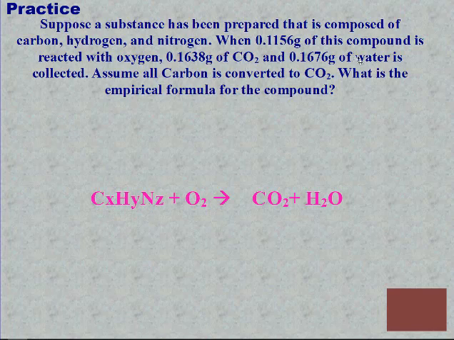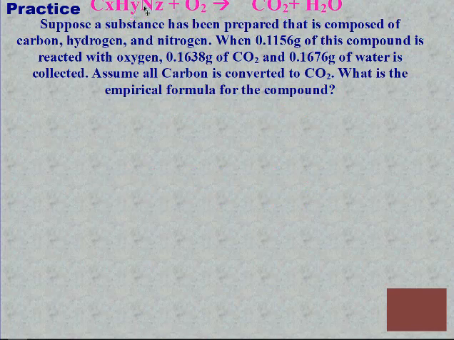From the CO2 and water data, we can't determine how much oxygen is in the compound because oxygen can come from the atmosphere. So we can only use the CO2 and H2O data to find out how much carbon and hydrogen were in this compound because all the carbon and hydrogen came from this compound. So the first thing we're going to have to do is use our data from CO2 and water.